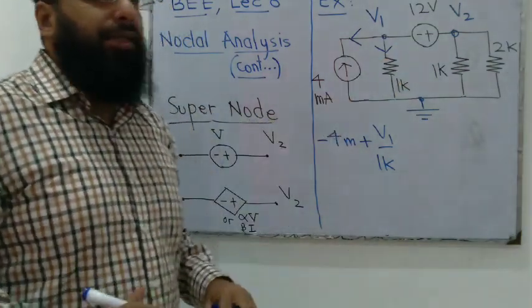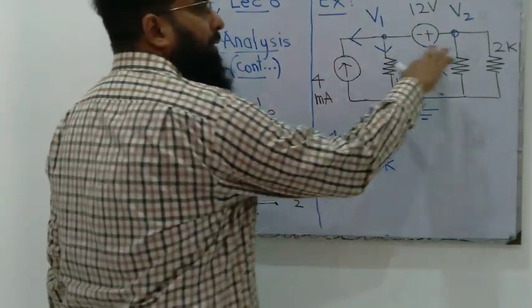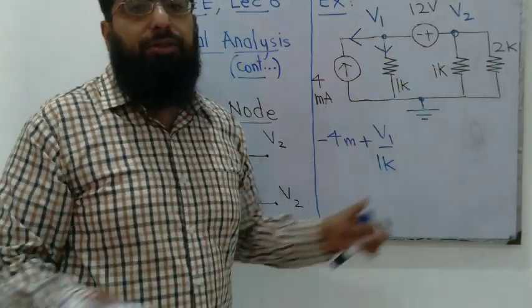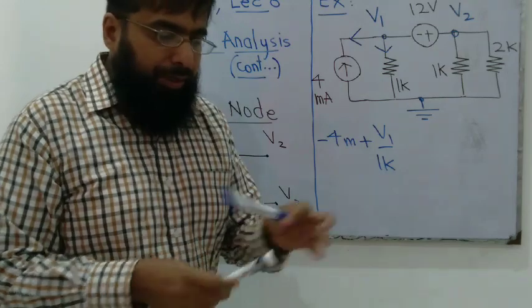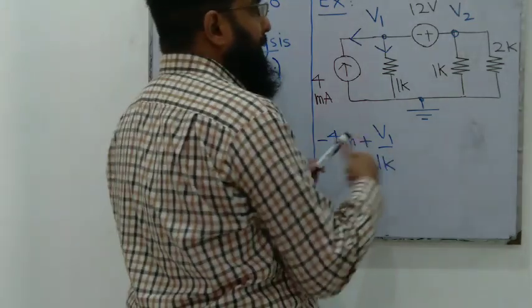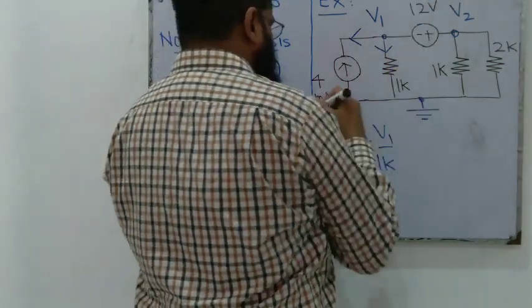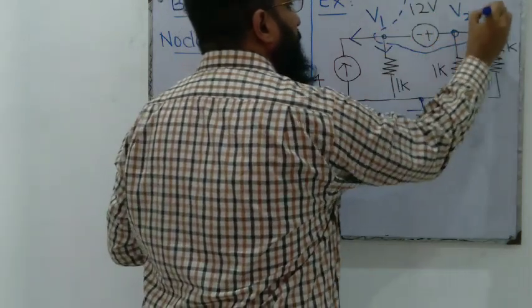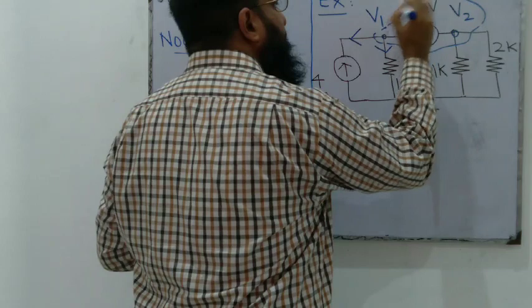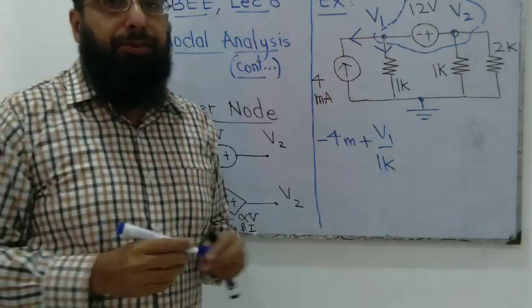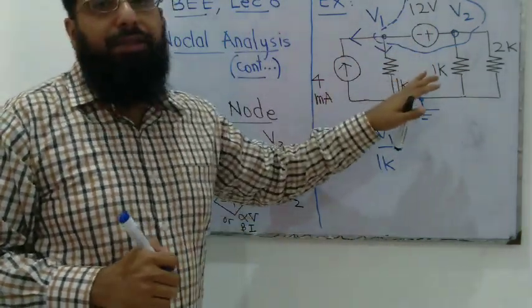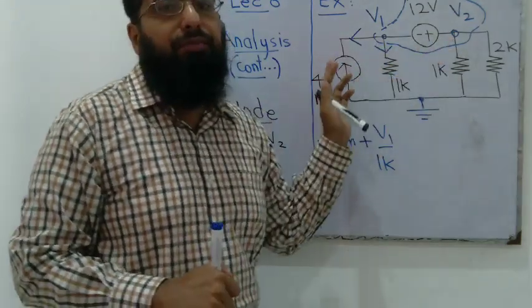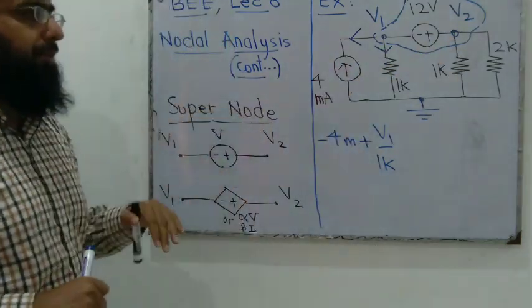but we don't know about this current because we have a voltage source connected between V1 and V2 nodes as the only component. For those cases, we need to draw a cloud around V1 and V2, and we'll consider this as one node. Since this node includes two nodes, we call it a supernode.